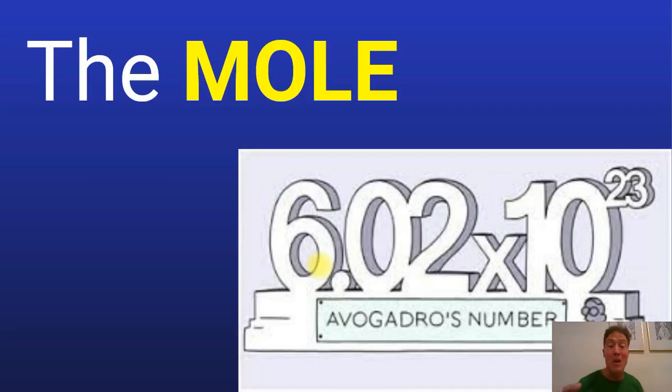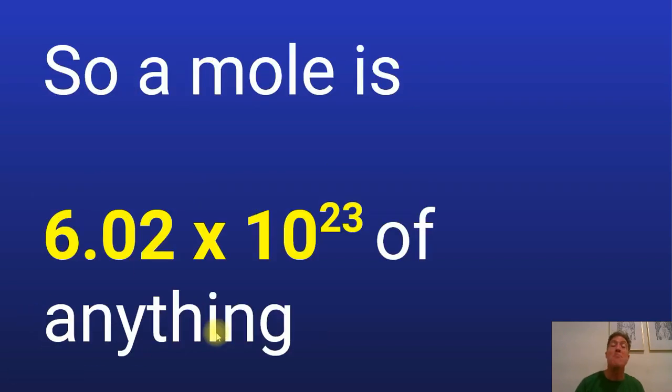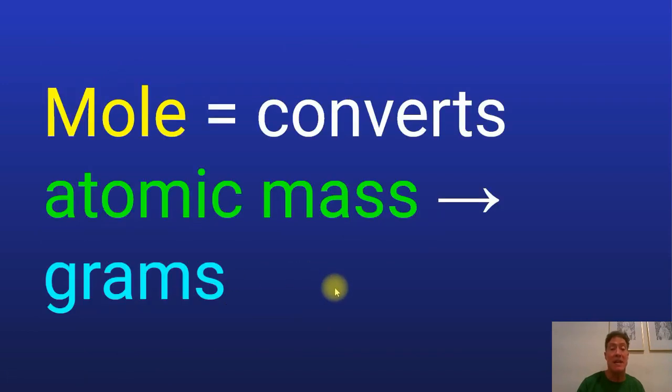That's why we picked the mole. The mole converts atomic mass in AMUs to grams, and that's a usable amount. Again, 602 hextillion. That's how many atoms of carbon you need to give you 12 grams of carbon. It's a lot. So a mole is 6.02 times 10 to the 23 of anything.